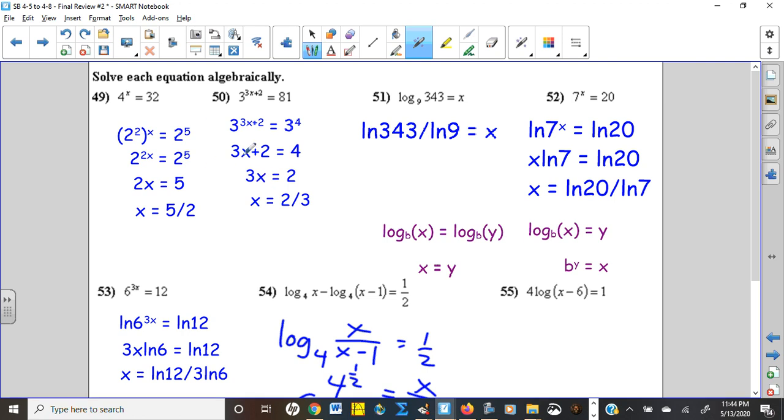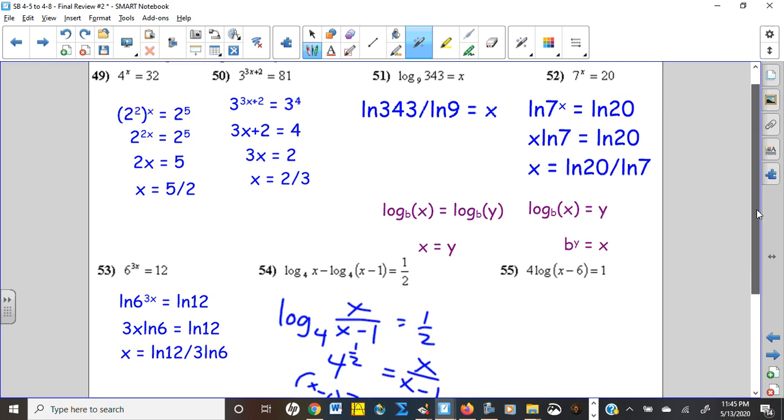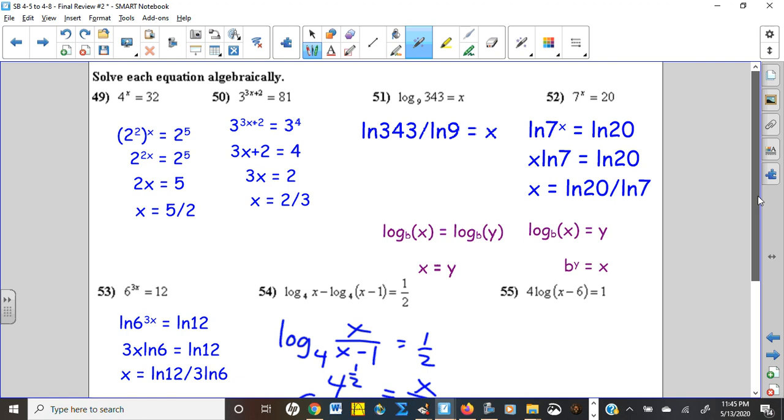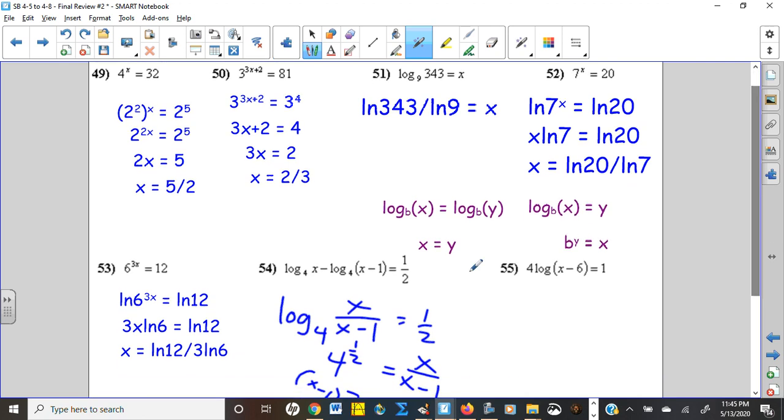These were more simple power problems where you had exact powers. But when you started getting into problems like 54, where I have logs on one side but not on the other side, this is where we would simplify it, turn it into an exponential, and solve it. Same thing with 55. 55 was, I think, one that was asked. So why don't we take a look at that one?